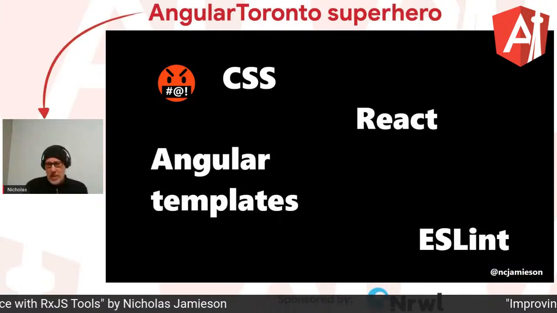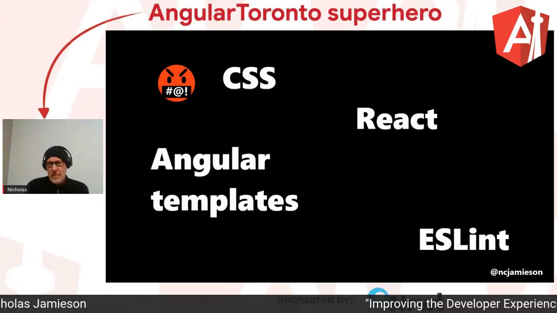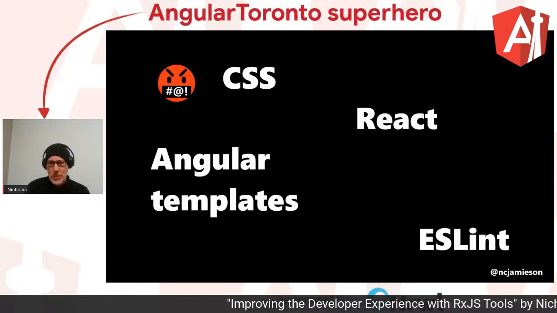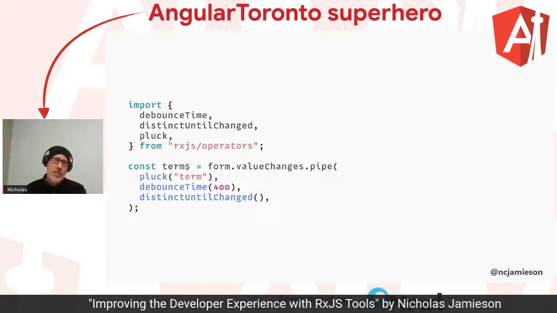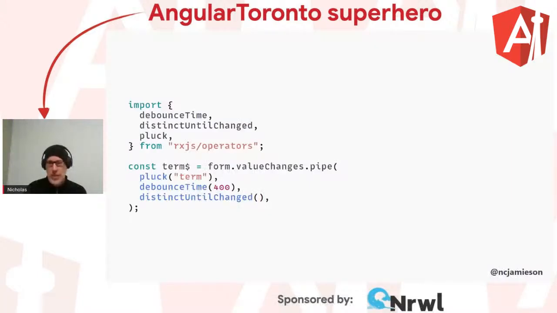So thinking about this, do we need a different tool to work with RxJS? If we have a look at a snippet of RxJS code, we've got a form here in Angular, value changes. We're going to pluck a term out. We're going to debounce it, and only take the distinct changes. So it's obvious from looking at this that RxJS is a declarative thing. We're just declaring the behaviors that we want and applying those to an observable, which are the form changes.